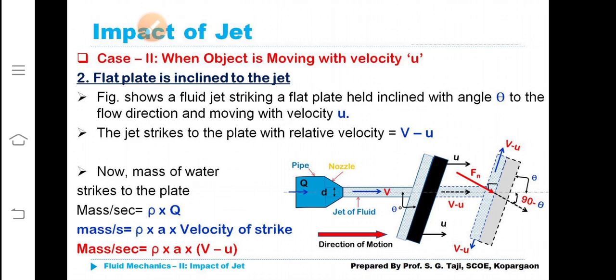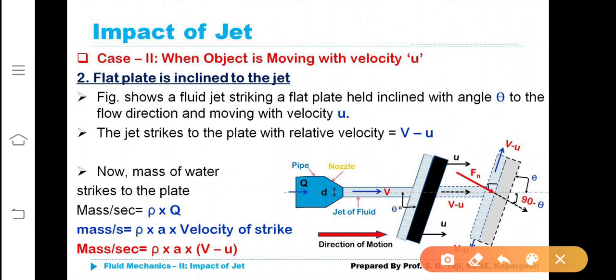When the plate is inclined to the jet, in a similar way, the figure is very clear to you. I have explained all the concepts. Every time if we keep on speaking the same thing, it will get boring and the voluminous syllabus may not be able to be completed.